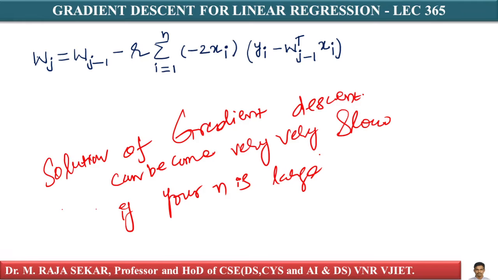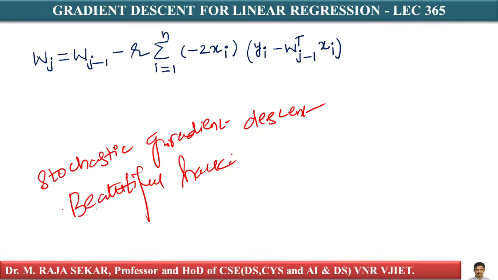To solve this problem, optimization experts and mathematicians came up with a technique called stochastic gradient descent, which is a very beautiful hack. Probably one of the most beautiful hacks that I have seen in optimization, wherein you don't have to go through the whole data, but eventually you get the same result.